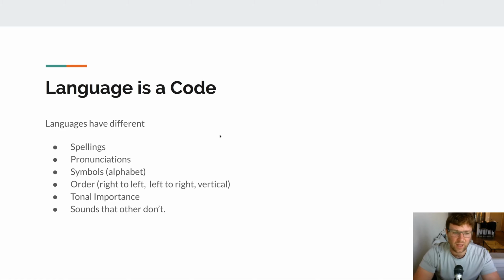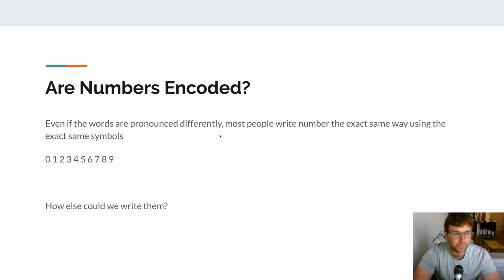So yeah, languages have different spellings, definitely different pronunciations, different symbols, like the alphabets of them, different ordering, so left to right or right to left or vertical, different tonal importance, so like Chinese is, I believe, 4 tones, and like Thai is maybe 5 tones, things like that. Additionally, some languages will have sounds that others don't. When I was learning Korean, there was a couple of sounds that they would emphasize that I could hear, but it was really hard for me to understand because we just don't make those sounds.